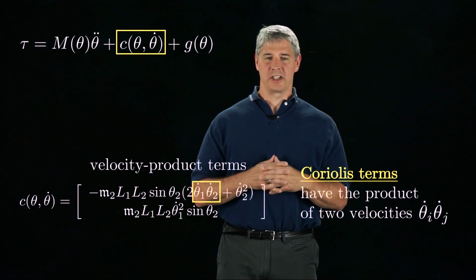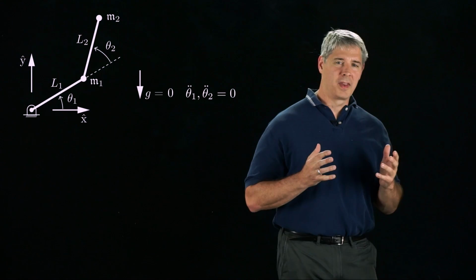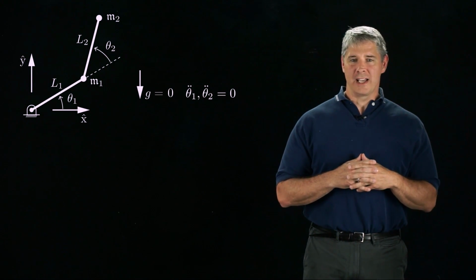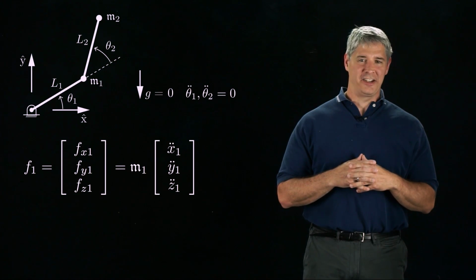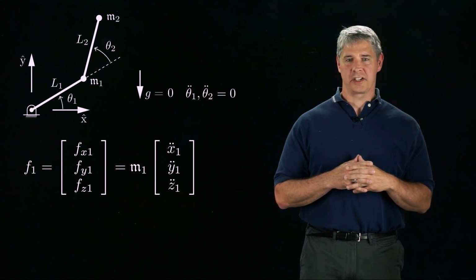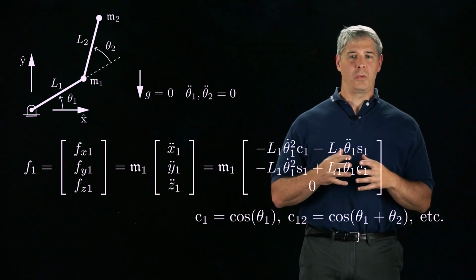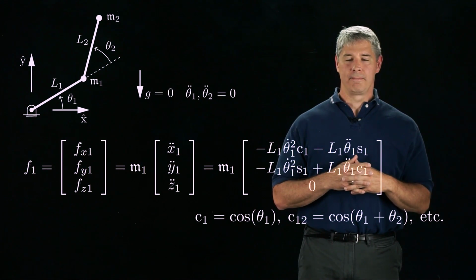To gain some intuition as to the physical meaning of these terms, let's continue to use the 2R arm. To focus on the velocity product terms, let's assume that gravity and the joint accelerations are 0. Then the force needed to move mass 1 is F1 equals m1 times the xyz linear acceleration of the mass. We can write these accelerations in terms of joint 1's velocity and acceleration, as you see here, where c1 means cosine of theta 1 and s1 means sine of theta 1.